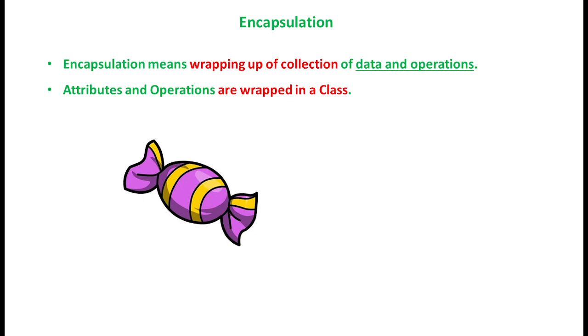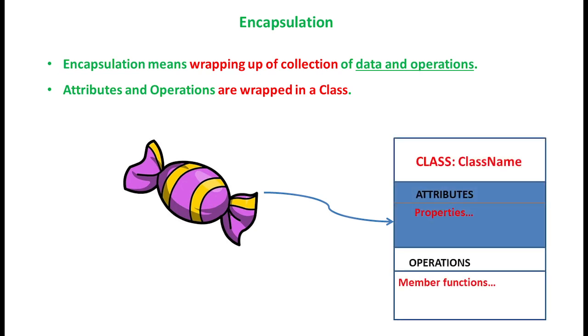Here you can see a very simple real-time example. We have a chocolate wrapper. The chocolate is wrapped by the chocolate wrapper. Like that, the class also wraps the attributes and operations into a single unit. That's why we name it encapsulation.